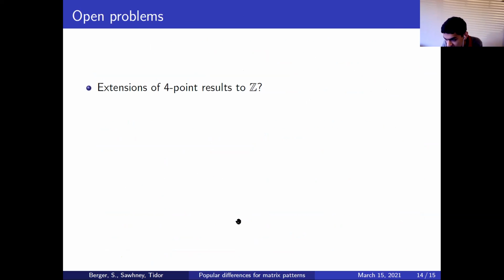So now let me just mention some open problems, and then we can be done. So first of all, presumably one can extend these 4-point results, these matrix results, to the integers. But due to the technical nature of some of these matrix arguments, it's not immediately clear that it'll just directly go through, but we imagine that it should go through. So that's one direction.